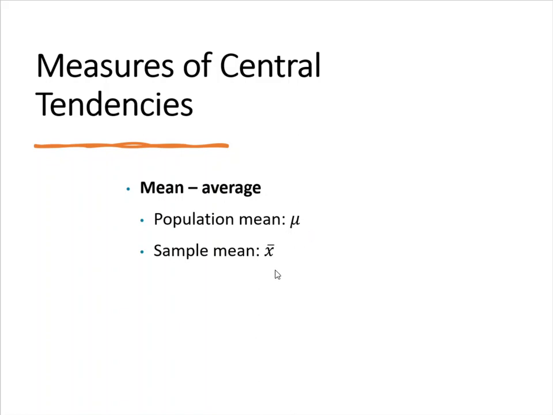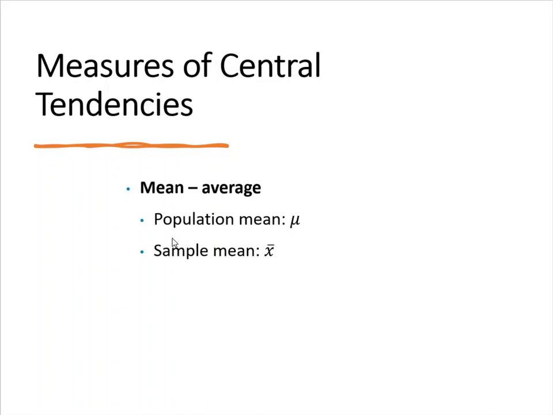And then here we have our sample mean, which is just going to be represented by X bar. Now remember, when I find the average or the mean of something, we add everything up and we divide by the total. So that's how we're going to go about calculating the mean.